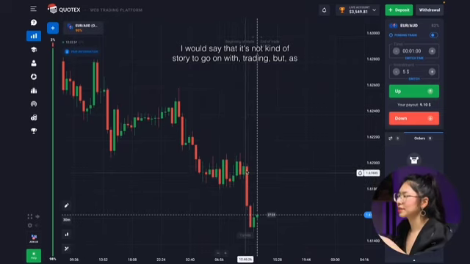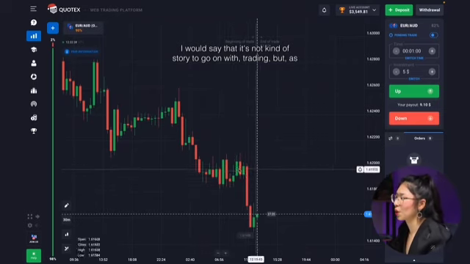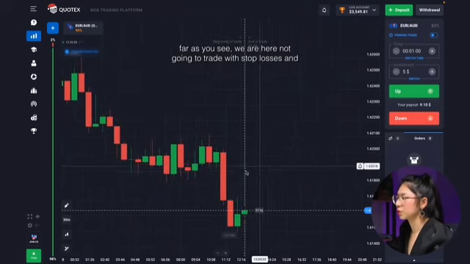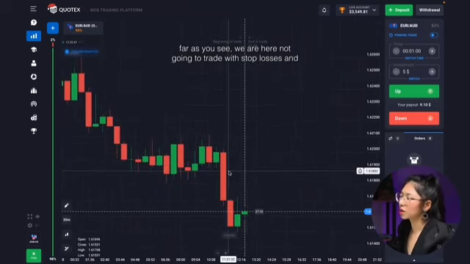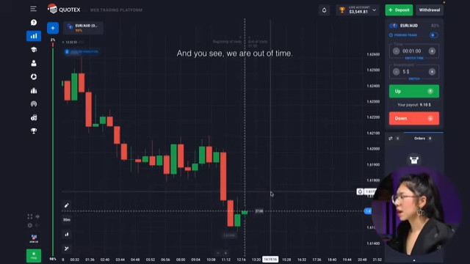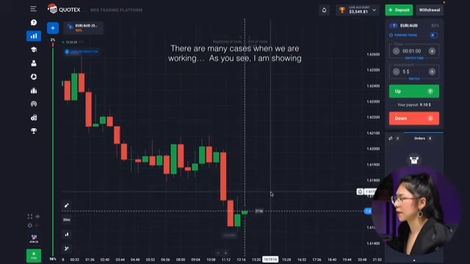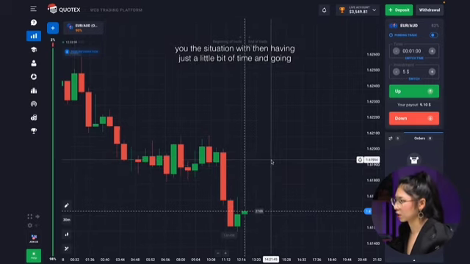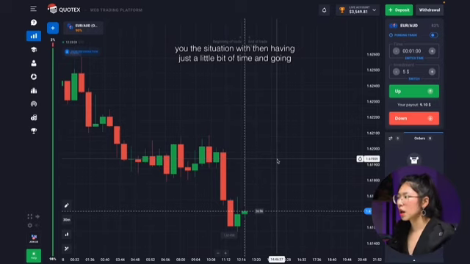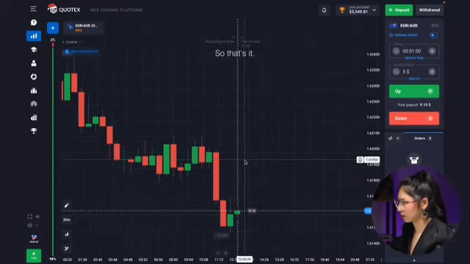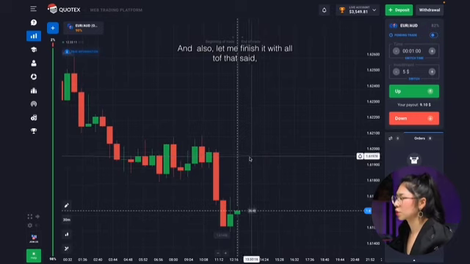I would say that it's not the story to go on with trading, but as you see, we're not going to trade with stop losses and so on, because we have the price moving up and down. And you see, we're out of time. There are many cases when we're working, as you see, I'm showing you the situation with just a little bit of time, going on the obvious details and having a greater income. So that's it.